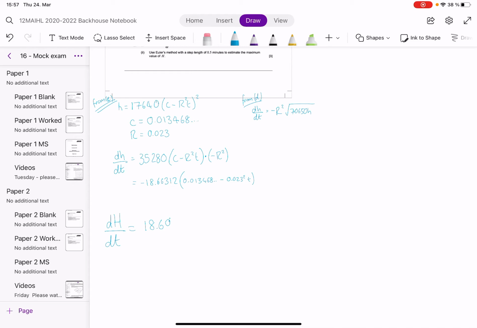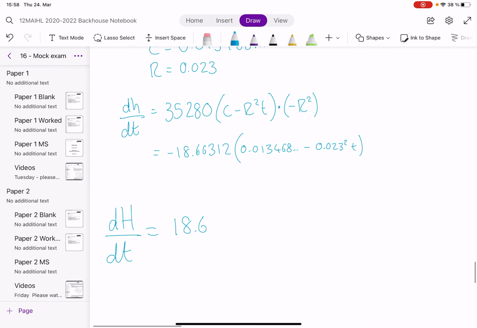Oops. Oh dear. Sorry. 18.66312 times 0.013468 minus 0.023 squared t.